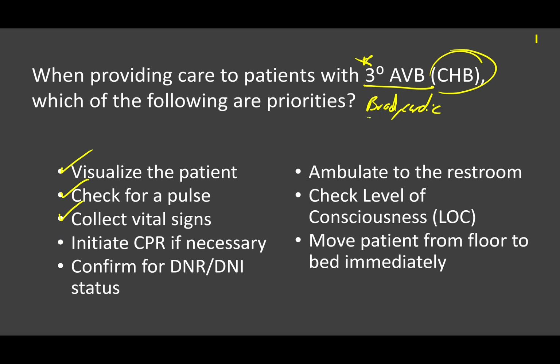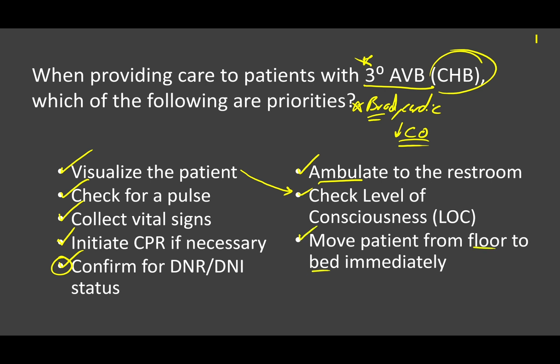If their heart rate is so low or they don't have a pulse, you may have to initiate CPR. You also need to confirm whether their DNR, DNI status. That may absolutely change the way we react to that situation. Ambulate to the restroom? Absolutely not. Why would you walk your patient when they're in this bradycardic rhythm with probably low cardiac output? Definitely don't ambulate. Checking level of consciousness? Absolutely, because that's part of visualizing the patient, right? You talk to them. And then move the patient from the floor to the bed immediately.